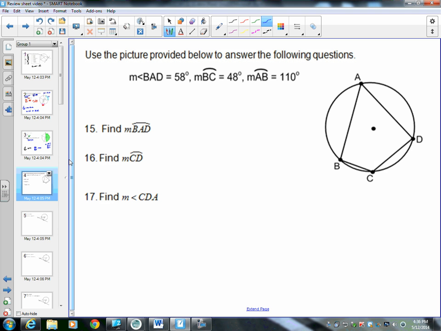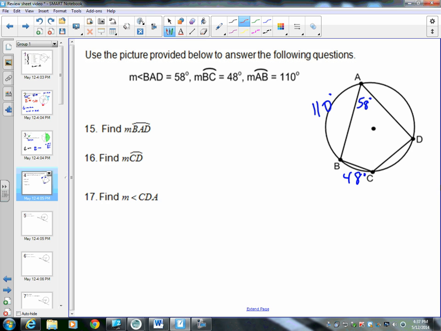Next question. This is actually for 15, 16, and 17. It all uses this same picture. Okay, so first of all it says the measure of angle BAD. BAD is 58 degrees. The measure of arc BC, from B to C, is 48 degrees. And the arc from A to B, the measure of arc AB, is 110. So this is all the given information for us. We want to use these things to find number 15, 16, and 17.